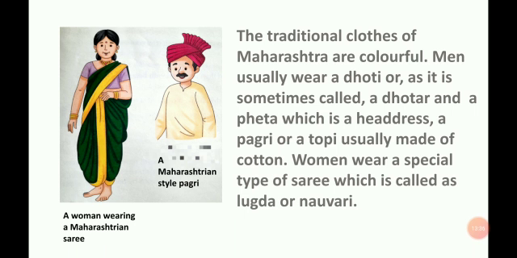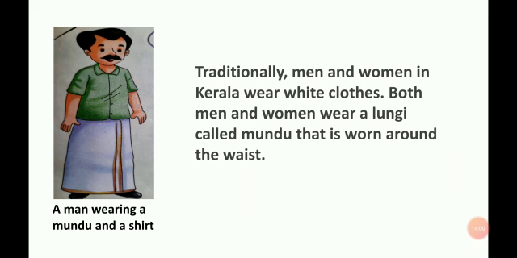Maharashtrian women wear saris that are 9 yards long and are tucked in the middle, making them look like dhotis. This type of sari is called a lugda or nawari. A choli or blouse is worn with the sari. These saris are made from cotton or silk.